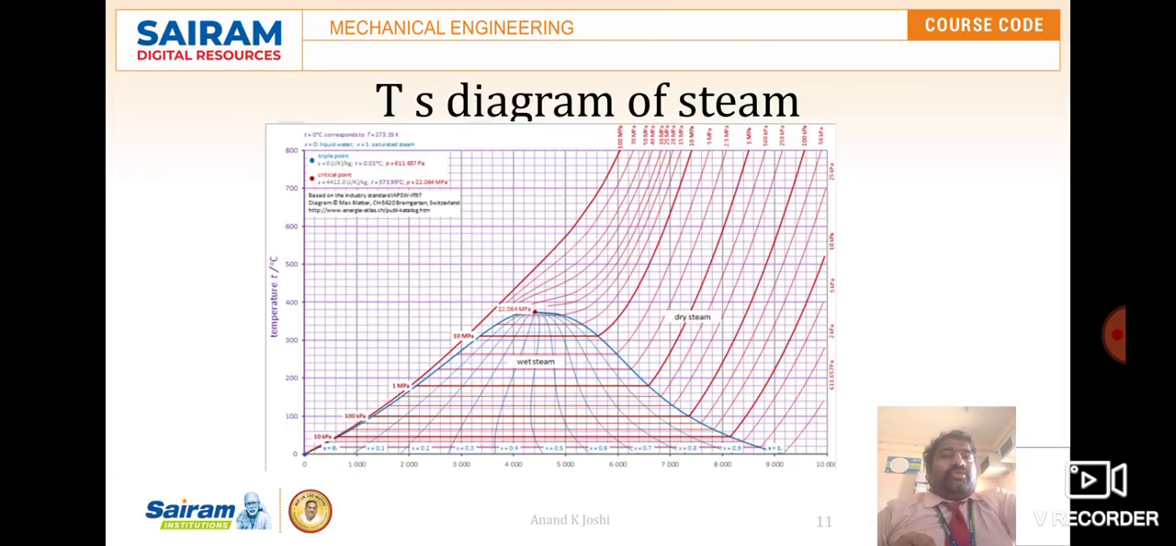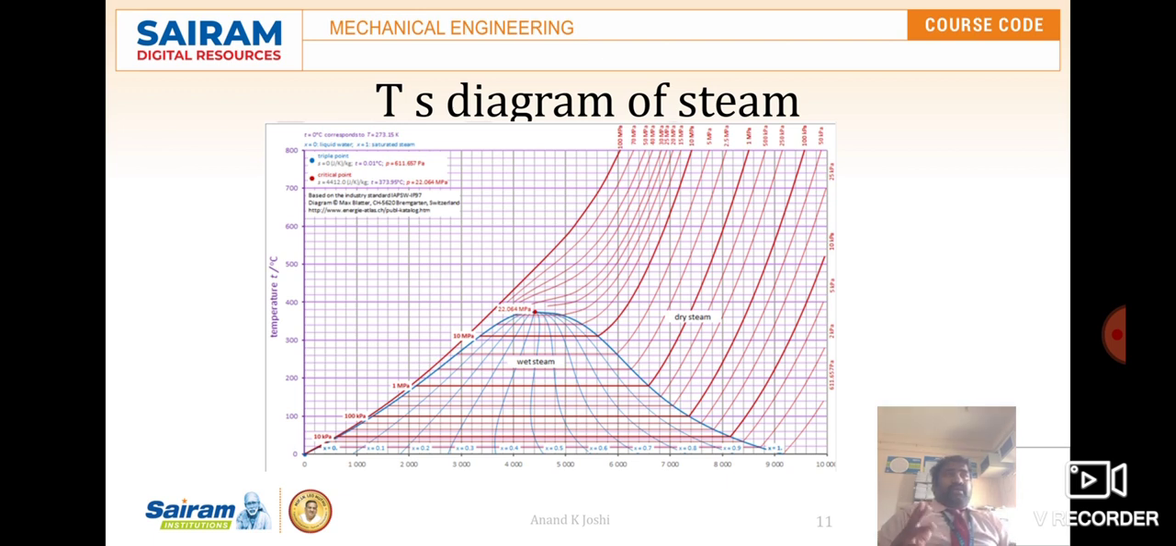So this is about the TS diagram of steam. TS means temperature and entropy diagram. So briefly, we can write it as a TS diagram. The diagram is very useful for solving problems where adiabatic expansion and compression of the steam is taking place.